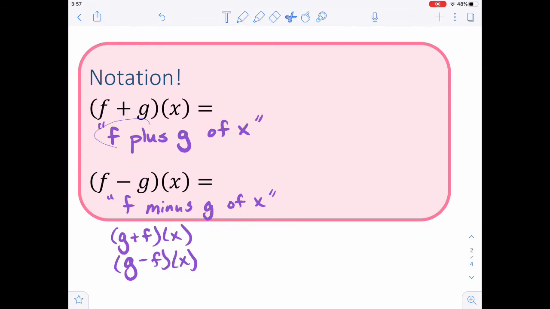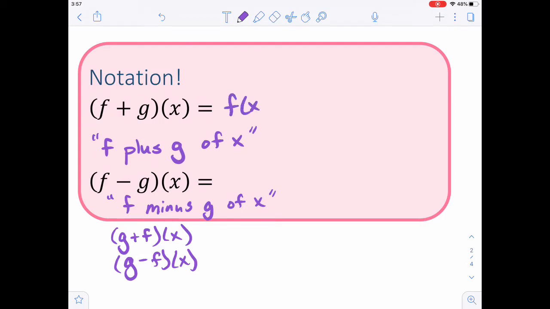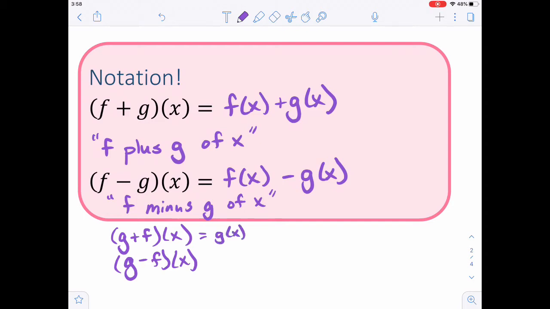So really these are the exact same thing as the stuff we've done before. It's just a sort of compact notation. This is the same thing as saying f of x plus g of x. And this one is the same thing as saying f of x minus g of x. They're the same thing. And so like here this would be g of x plus f of x. And this would be g of x minus f of x.